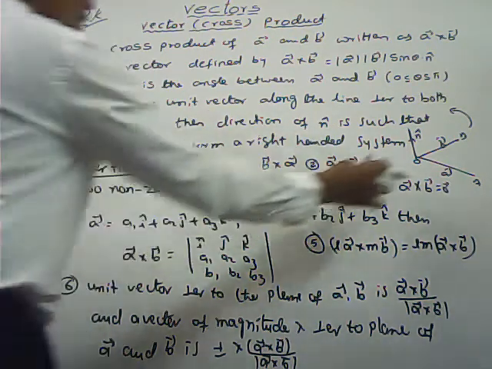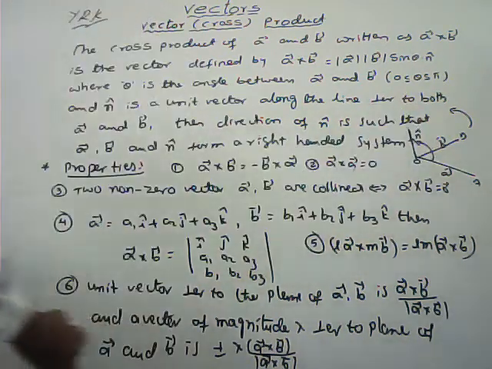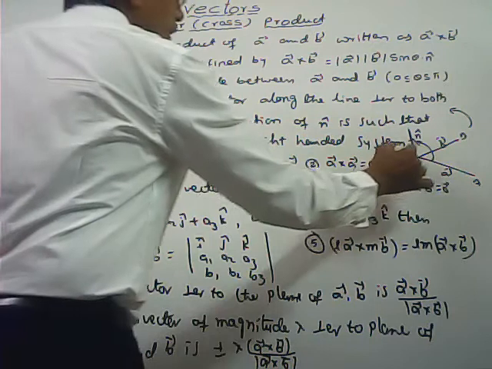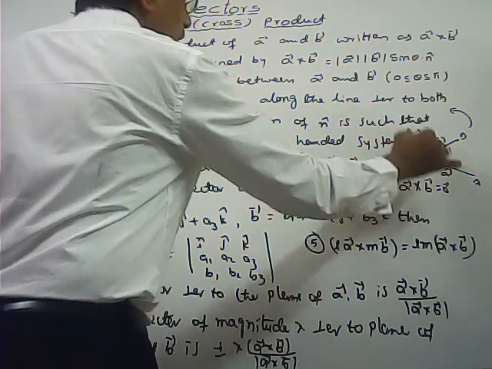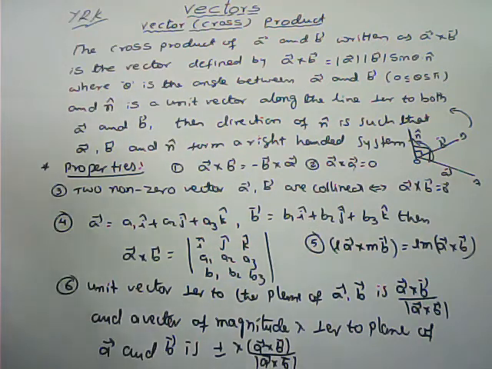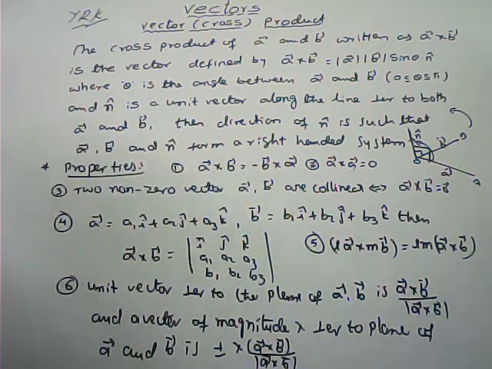So here A bar, B bar, n bar form a right-handed system. The angle between n cap and B bar is 90 degrees, and between n cap and A bar is also 90 degrees only. That is, n cap is perpendicular to both the vectors. So here some properties are there. A bar cross B bar is equal to minus B bar cross A bar.